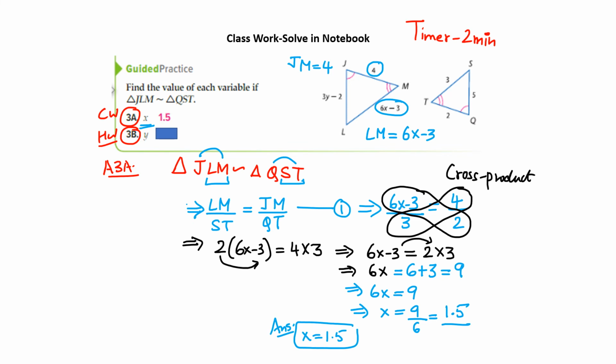Now let's see what side is given. JM is given. And if JM is to be taken, then with JM you will have QT, Q and T, first and third. So QT is given to you, JM is given to you. So 4 divided by 2 is equal to 6x minus 3 divided by 3. Now cross multiply, simplify, use the distributive property. So 6x minus 3 is equal to 6, or 6x is equal to 9. So x is equal to 1.5. That's how you find x. Similarly, find y by taking side JL.